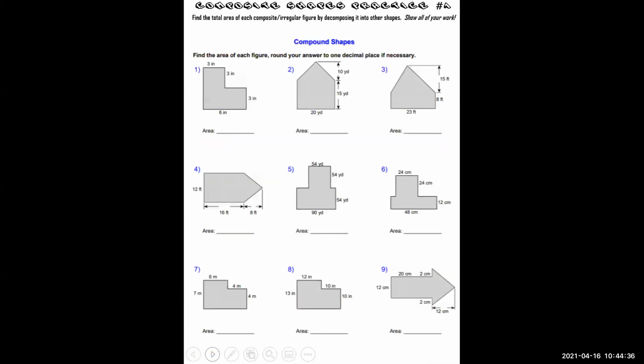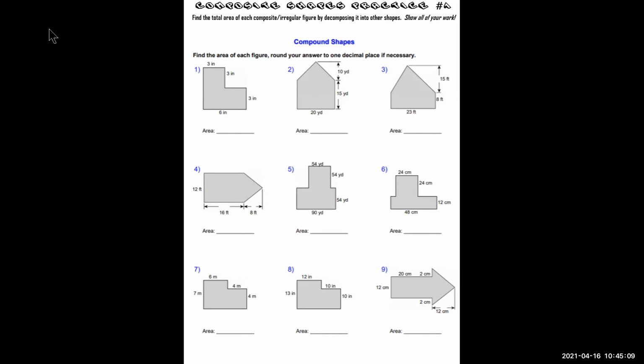All right, I'm going to move on. I'm going to clear this and move on. All right, compound shapes. I did a few of these with you guys. This is compound shapes number one. I'm not going over area word problems number two because you guys have not been assigned that yet. So there's nothing for me to go over yet to help you because you haven't started those yet.